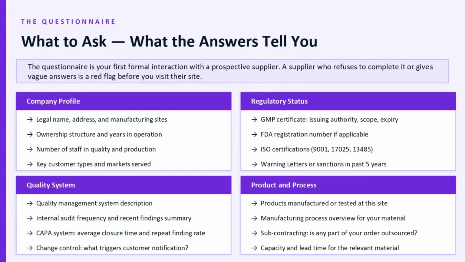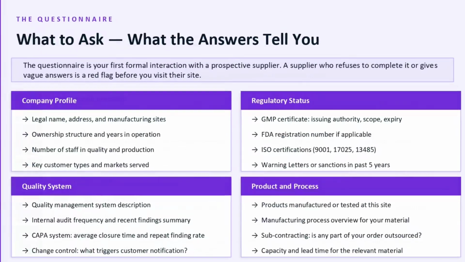What products are manufactured or tested at this site? An overview of the manufacturing process for your specific material. Whether any part of your order is subcontracted to a third party. And their capacity and realistic lead time for your material. A supplier who refuses to complete the questionnaire or provides consistently vague answers is already telling you something important. That is a red flag before you have even visited their site.